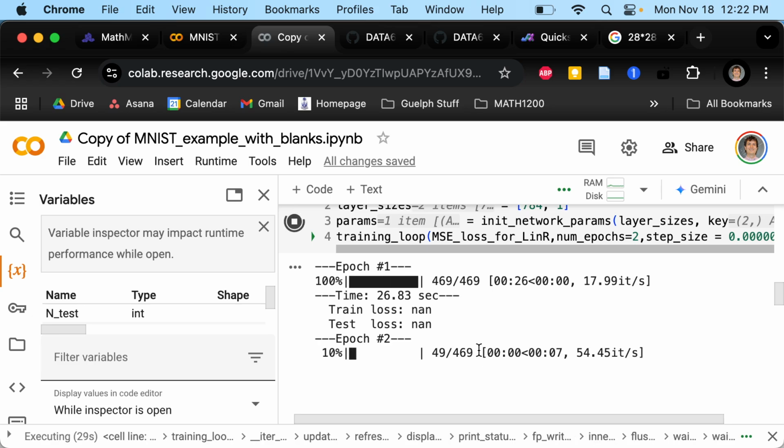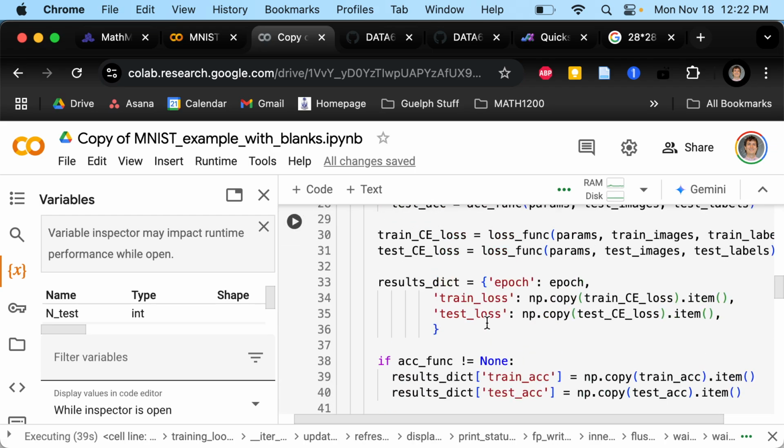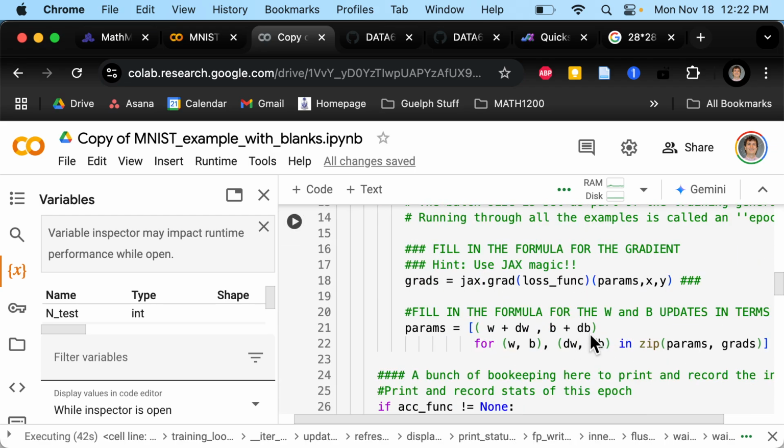Uh-oh. Man, what does NaN mean? That means not a number. Your training loss is so big, it has exploded. And that's because there's a mistake in the update rule. So the gradients got calculated correctly. When I did this formula for the update, I did some silly stuff. There are some silly mistakes here.